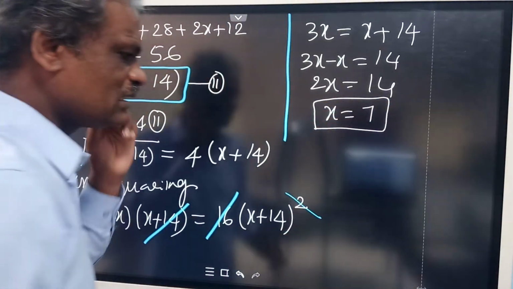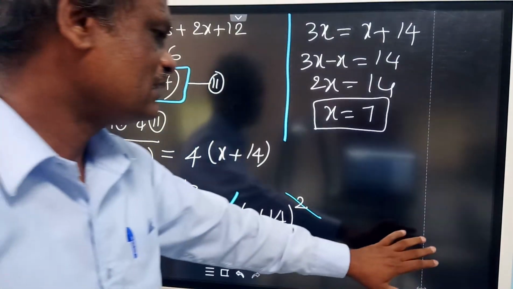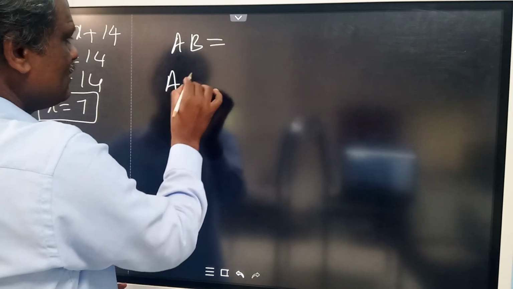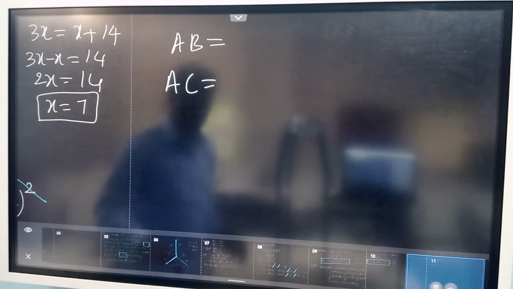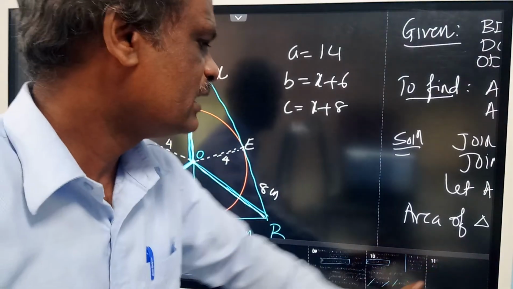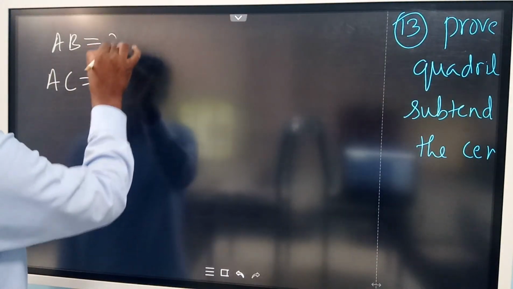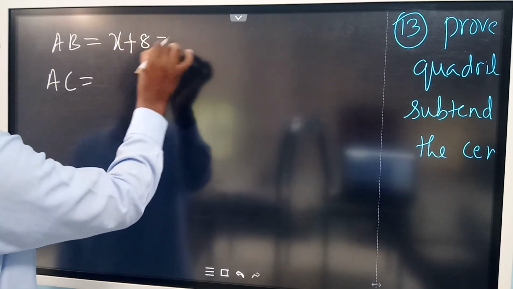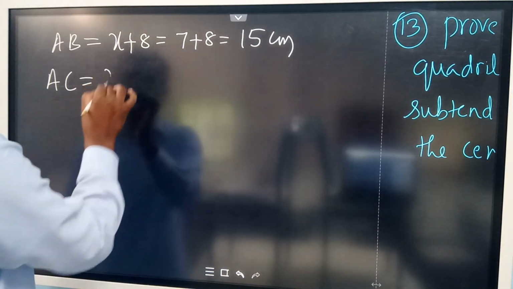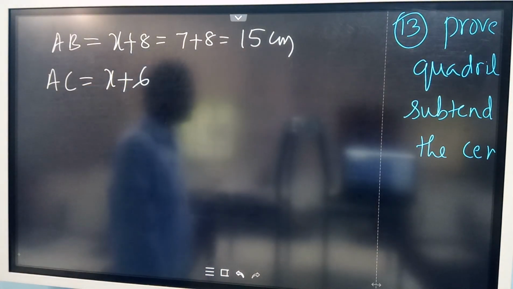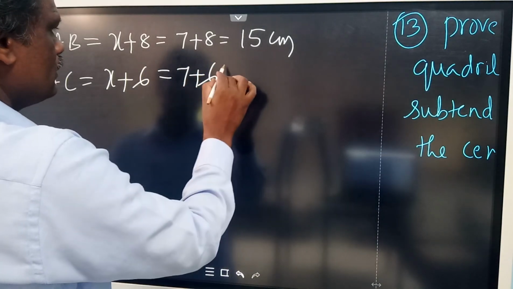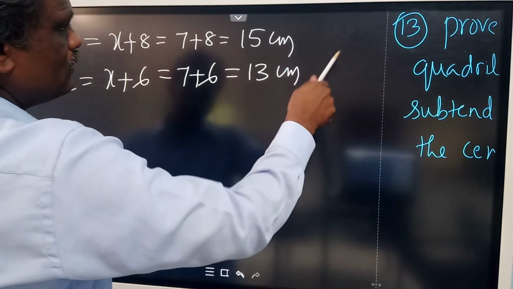So x is equal to 7 means, let us find out what they asked, AB and AC. What is the length of AB? What is the length of AC? Look at the diagram. What is AB here? It is x plus 8. You can write it here x plus 8, that is 7 plus 8, it is 15 centimeters. AC is x plus 6, 7 plus 6, so it is 13 centimeters. So that's the proof.